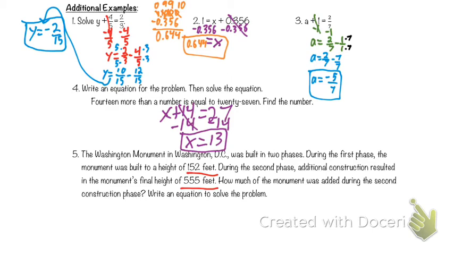Abby? We had a second phase that resulted in. Okay, second phase resulted in. What's the resulted in probably going to be? What do we think that's probably going to be in math? An equal sign. That's probably an equal sign, and that's probably pretty important. During the second phase, we had additional construction that resulted in.